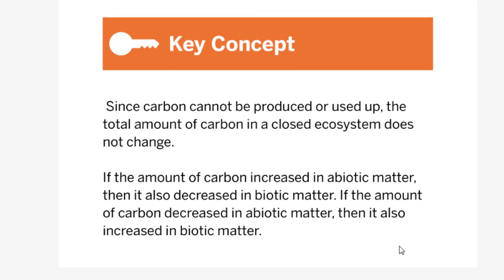Since carbon cannot be produced or used up, the total amount of carbon in a closed ecosystem does not change. Okay, it can't get in, it can't get out. But if the amount of carbon increases in the abiotic, for example, the air or the soil, then it also decreases in biotic matter. And if the amount of carbon decreases in abiotic, then it has to increase in biotic. What I'm saying is if it goes up in one, it has to go down in the other. And if it goes down in one, it has to go up in the other.